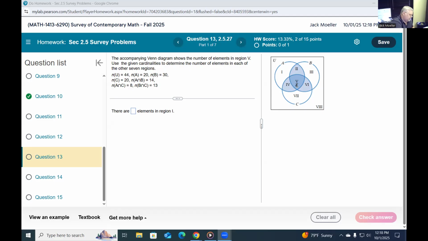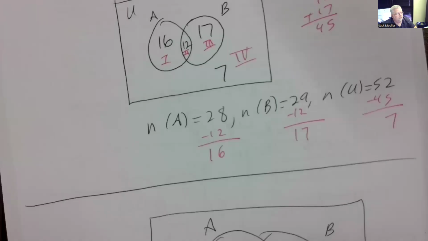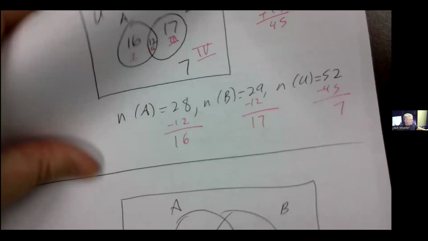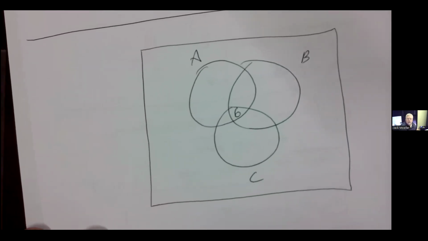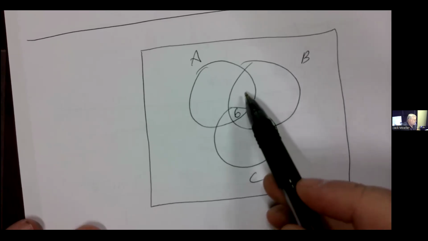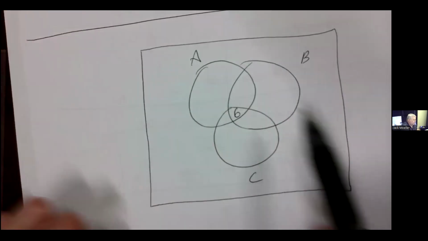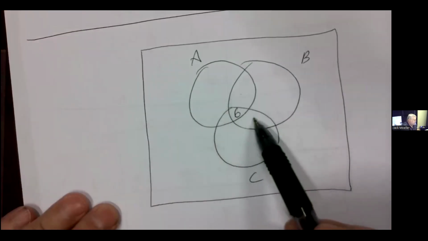So we know there's 6 in the middle. Okay. Let me go back to the screen. Okay, so this is what we know so far. All right, and so now we're going to start going outwards. So we need these 3 regions.